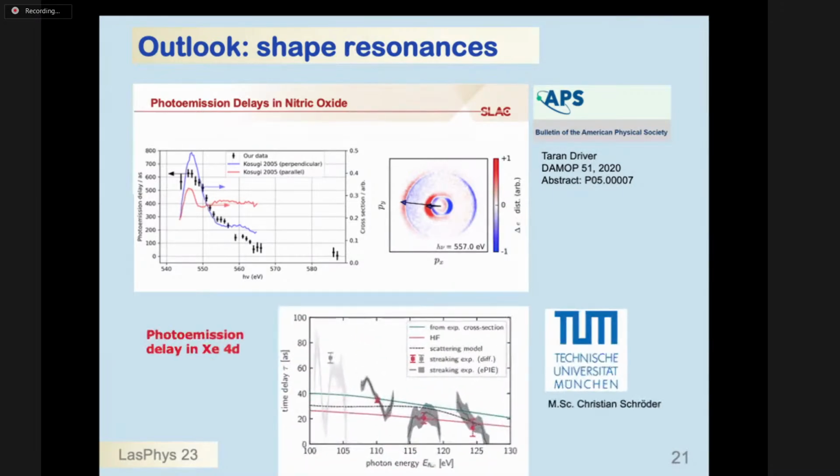And also another example is the shape resonance in 4D shell of xenon. Here, there is also some noticeable disagreement between theoretical prediction and experiment, and we will be working on resolving this. That's probably the end of my talk. I thank you for your kind attention, and this talk is open to questions.